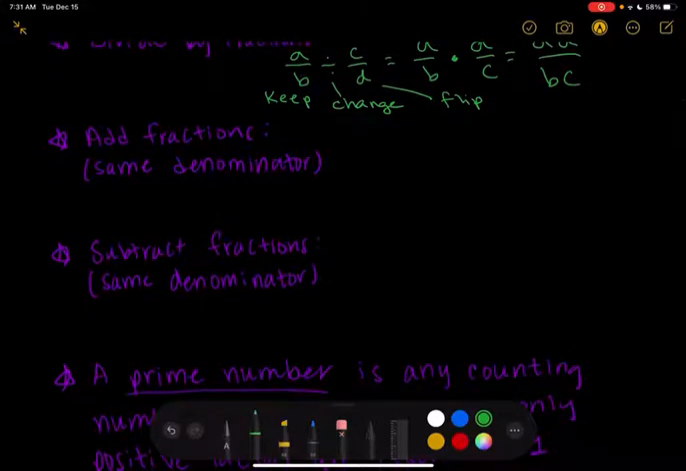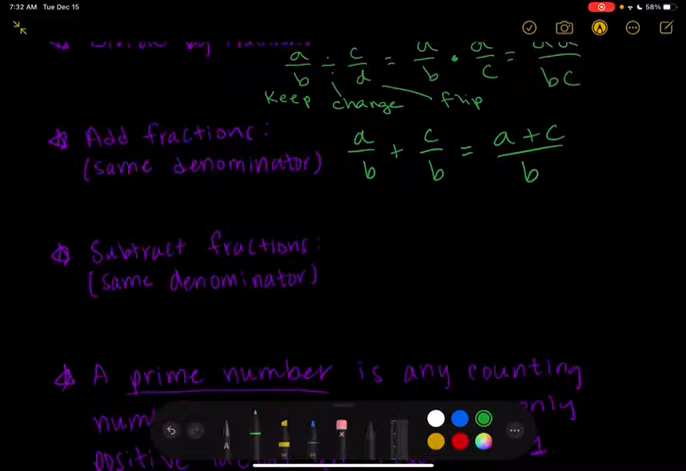Next, we're getting close here through all the vocab. Add fractions. Whenever we add and subtract fractions, we need to have the same denominator, okay? Multiply and divide, it doesn't matter because we just go straight across the top and across the bottom. But whenever we add and subtract, we have to have that same denominator. So if we had A over B plus C over B, we would combine the top, A plus C, over that combined denominator of B. And same thing with subtraction. If we had A over B minus C over B, we would subtract the top and keep that same denominator.